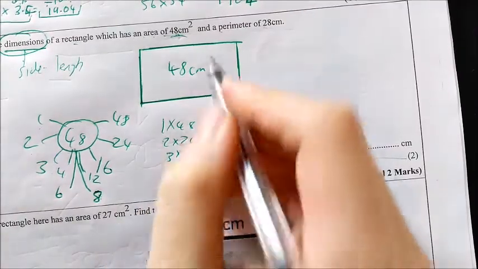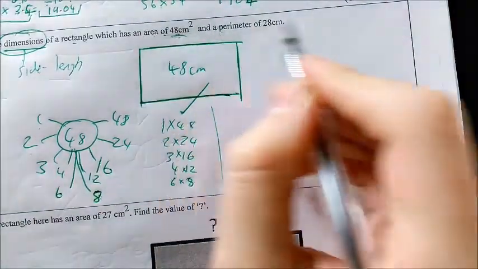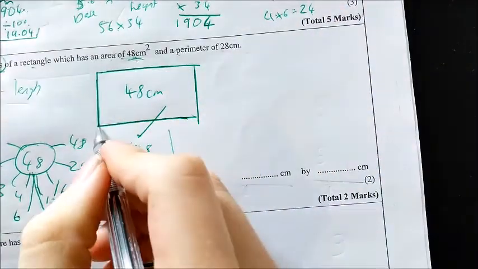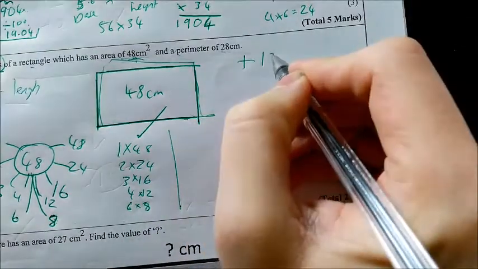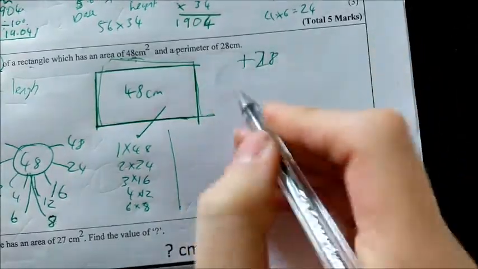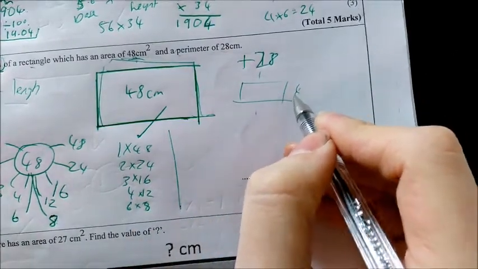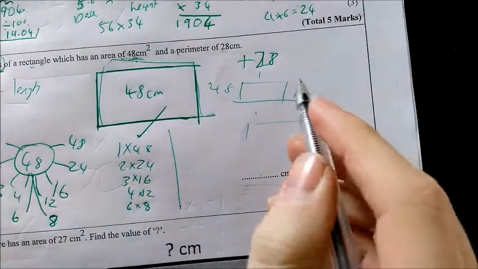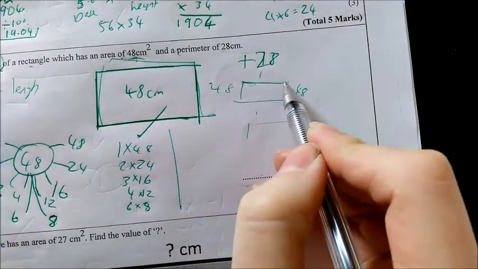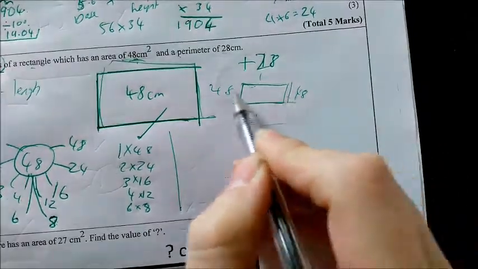The next thing I need to do, so I've worked out area, done area. Next thing I need to do, I need to find perimeter of 28. So perimeter means that all the side lengths add up to 28. So either I could draw out rectangles for every single one. So I could write 1, 1, 48, 48 like that, and then do another one and then another one. Or if I think about it, it's this side length plus this side length. They're the same, right? This side length and this side length are the same.